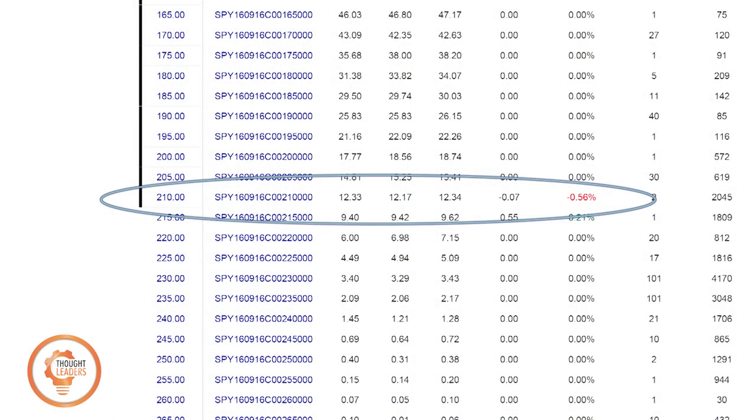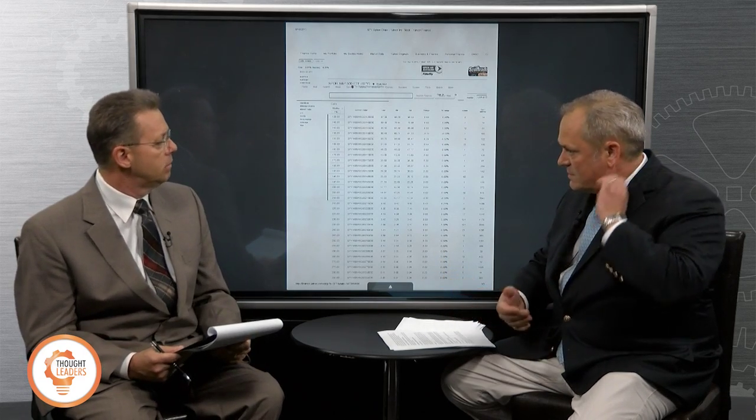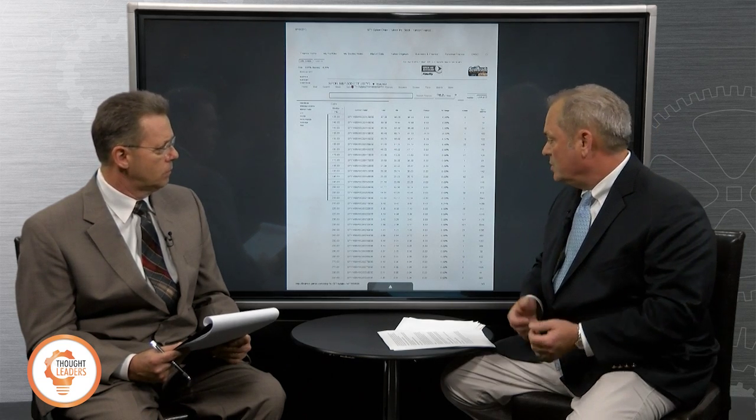So a call option to buy one Spider share costs $12.33. And is a Spider an ETF? A Spider is an ETF. Okay. And the reason why ETFs are used is that they trade intraday, and it allows us to buy options on them. We can't buy options on mutual funds.